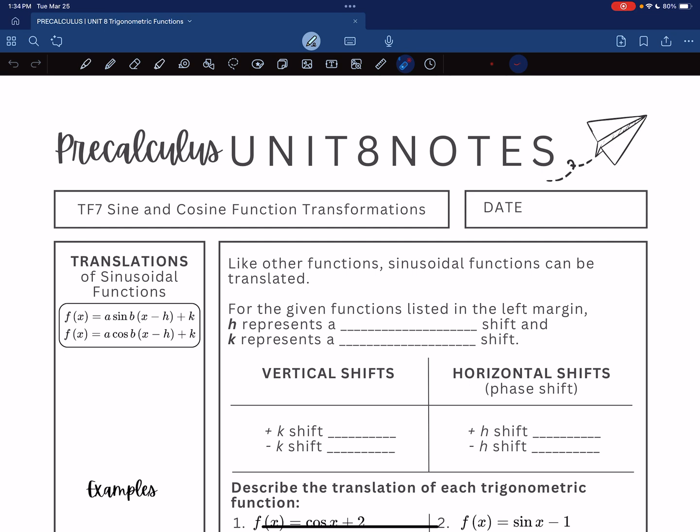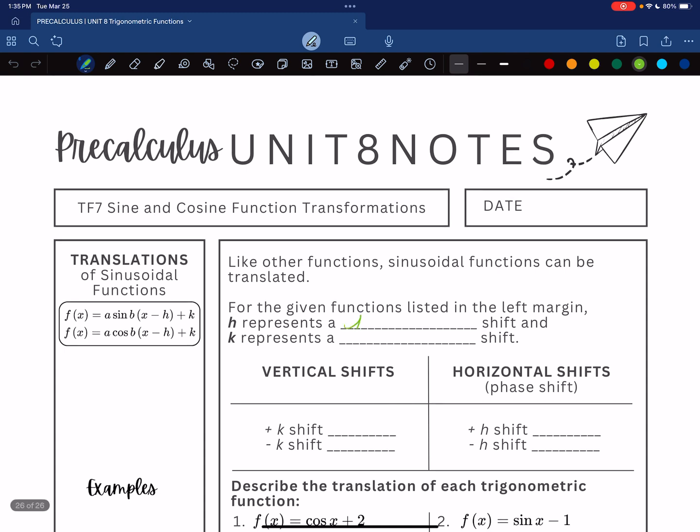If we're translating sinusoidal functions, it's going to be much like the other functions we have seen up until this point. That means for the functions, when they're written in that transformational form, the h is going to represent, you guessed it, a horizontal shift. And our k is going to represent a vertical shift.